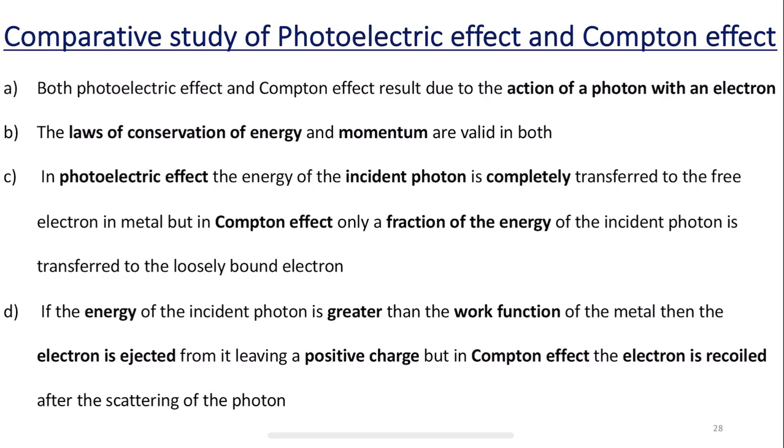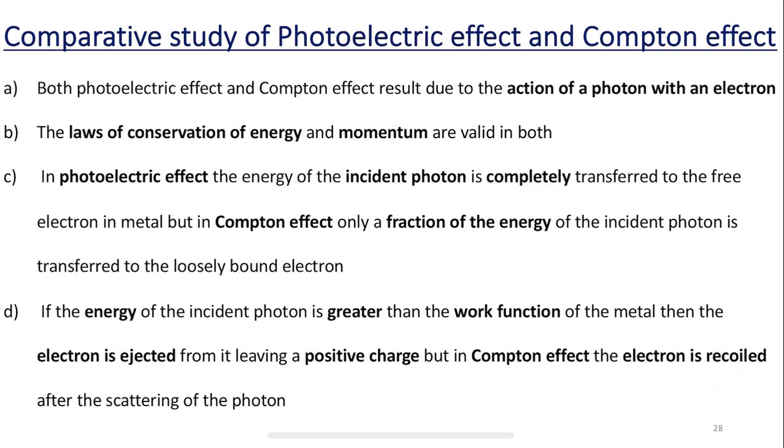And the last observation or comparative study of photoelectric effect and Compton effect is that if the energy of the incident photon is greater than the work function of the metal, then the electron is ejected. Whereas in Compton effect the electron is recoiled after the scattering of the photon.